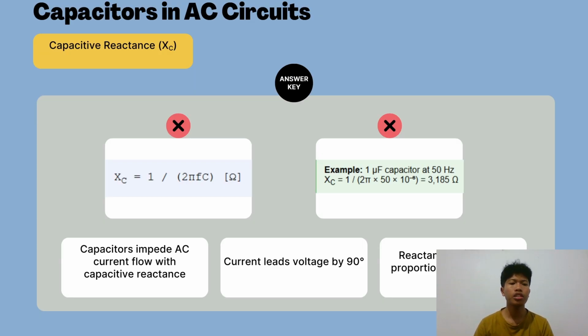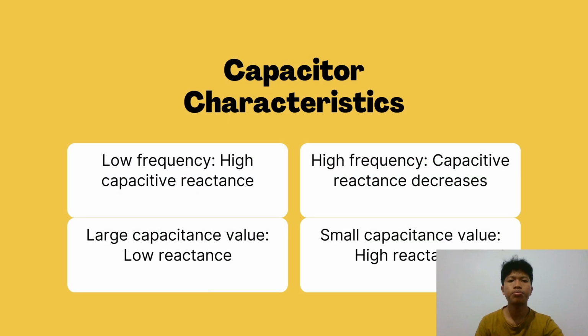When a capacitor is connected to an AC source, it exhibits what we call capacitive reactance, denoted as XC. First, capacitor impedance, the flow of AC current through capacitive reactance. Second, and this is crucial, the current leads the voltage by exactly 90 degrees. Third, the reactance is inversely proportional to frequency.